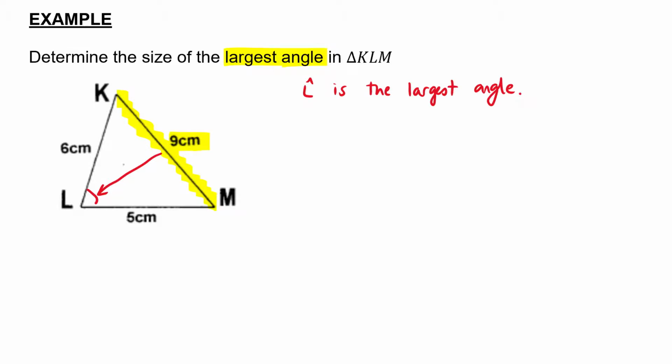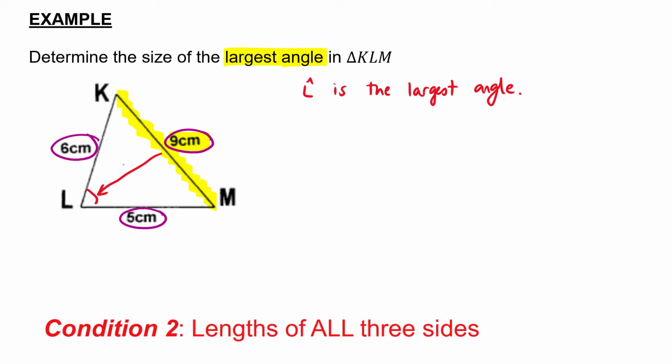So as I said before, in an exam, it's not going to be explicit that you have to use the cos rule here. You would need to look at this question first and ask yourself, what conditions or what information is given to me? Well, I'm given the length of all three sides in this triangle, and that corresponds to the second condition of the cos rule. So we know that in this question, we're going to be using the cos rule.